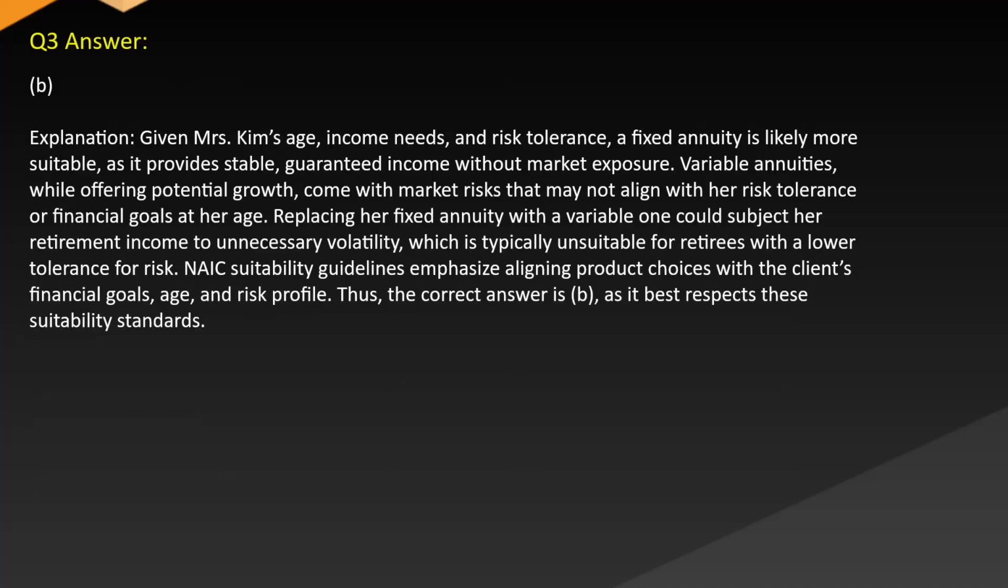Answer. B. Explanation. Given Mrs. Kim's age, income needs, and risk tolerance, a fixed annuity is likely more suitable as it provides stable, guaranteed income without market exposure. Variable annuities, while offering potential growth, come with market risks that may not align with her risk tolerance or financial goals at her age. Replacing her fixed annuity with a variable one could subject her retirement income to unnecessary volatility, which is typically unsuitable for retirees with a lower tolerance for risk. NAIC suitability guidelines emphasize aligning product choices with the client's financial goals, age, and risk profile. Thus, the correct answer is B, as it best respects these suitability standards.